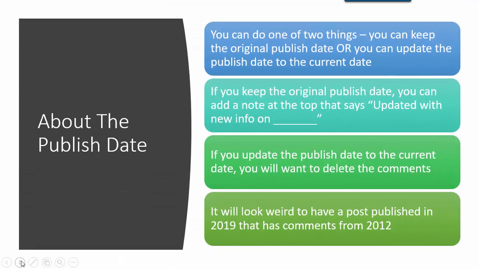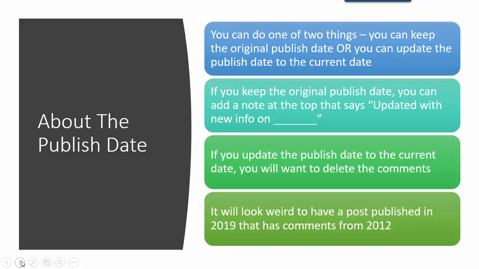And now let's talk about the publish date. So you've worked really hard, you have freshened up your content and your graphic, and you've done some keyword research, and so now you can do one of two things. You can keep the original publish date of the post, or you can update the publish date to the current date. So it can be the date that you're working on it, or even a date in the future if you wanted to have some content come out later that week.